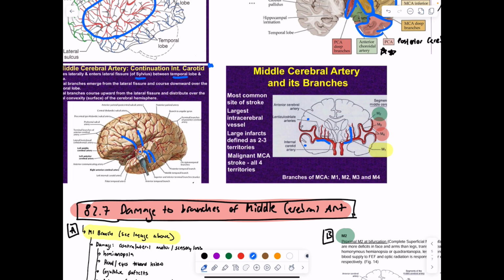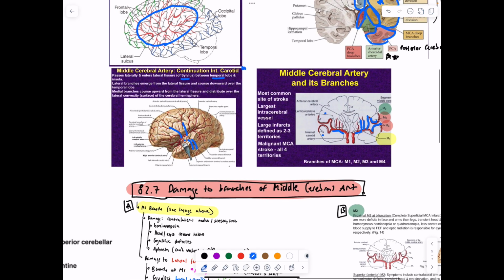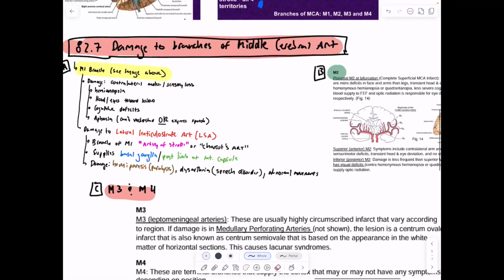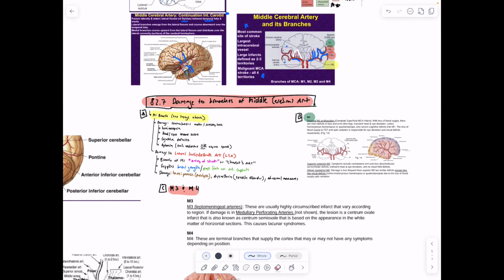Here we have M1, then we have M2, M3, and M4. Basically, the middle cerebral artery is the most common site of stroke, and a malignant middle cerebral artery stroke would be in any of these 4 regions, M1 through M4. But more on the damage to the different branches. M1 branch, again, we see right here.